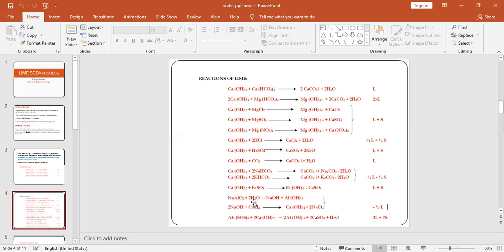Sodium aluminate on hydrolysis will give sodium hydroxide plus aluminum hydroxide. The sodium hydroxide produced further reacts with calcium chloride to form lime and sodium chloride. Aluminum sulfate reacts with 3 moles of lime to form aluminum hydroxide, calcium sulfate and water.